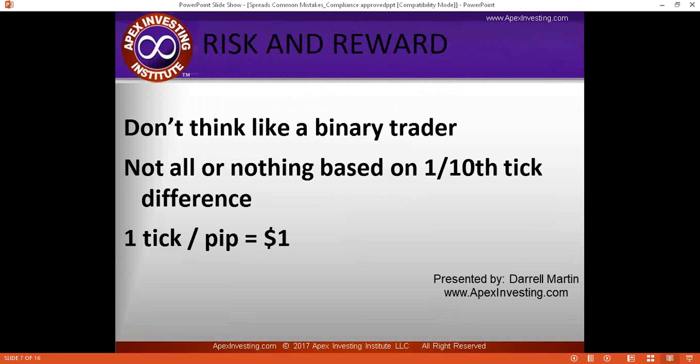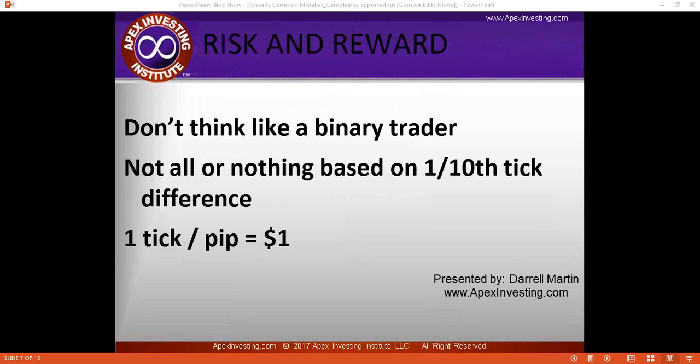Like I said, if you missed last week when we walked through those basics, I showed you where you could go to watch that video. There are a couple of comparisons I'll make today between binaries and spreads. But the first thing you have to do to truly understand spreads is to not think like a binary trader. It's not at expiration, it's not all or nothing based on one tick or 1/10 of a tick, just like a binary would be, right?